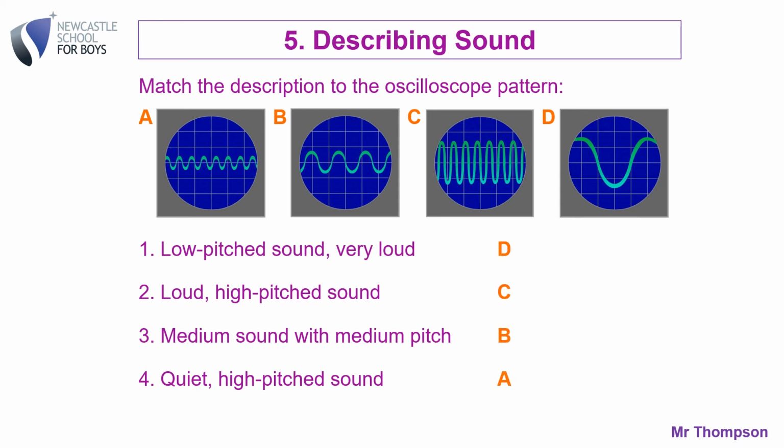A loud high pitch sound. And very loud again would be high, which would be C, and high pitch is because there's lots of waves. And a medium sound with a medium pitch would be B, and a quiet high pitch sound would be A. So hopefully you can fill those in on your booklet.